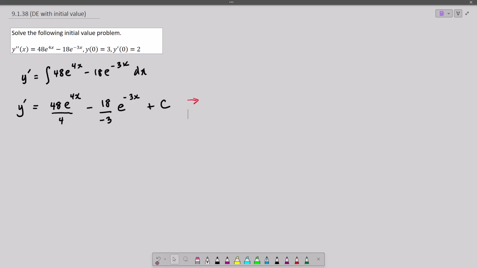So we know that y prime is equal to 2 when we plug in x equals 0. So e to the 0 is 1, so we're going to end up with 12. So I simplified that fraction right there. When we plug in 0 here, once again we have e to the 0, which is 1. So we're going to have plus 6 and then plus c. So that tells us that this constant of integration is -16.